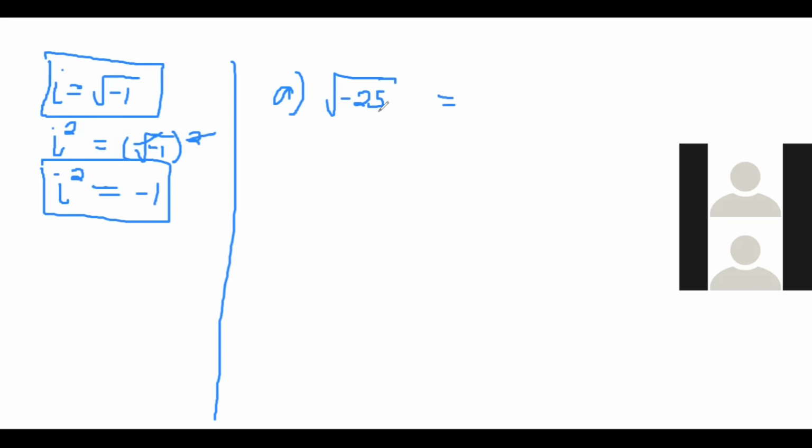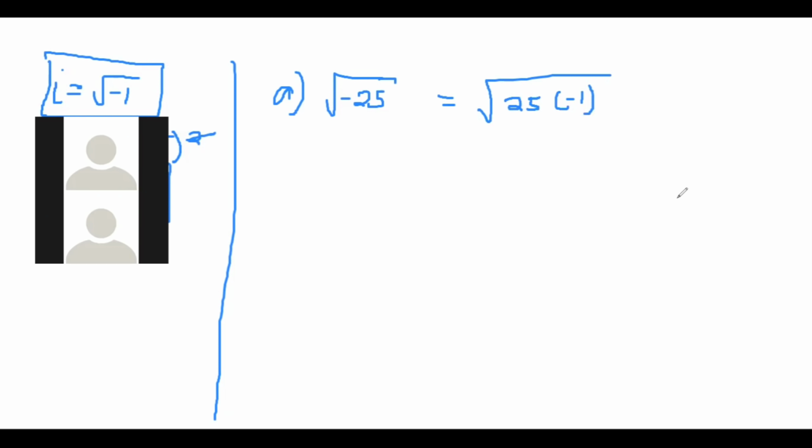Okay, so you're going to factor out your -1 from -25. That's going to be 25 times -1. That's very easy, because if we multiply 25 and -1, you will get -25, right? So the next thing you're going to do is separate the square root of 25 and the square root of -1. That's going to be expressed as the square root of 25 multiplied by the square root of -1.